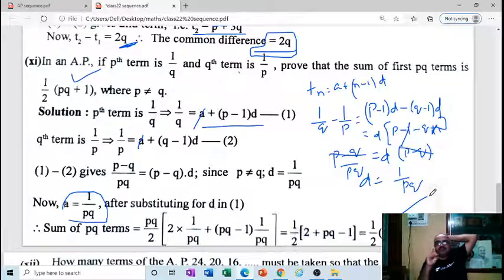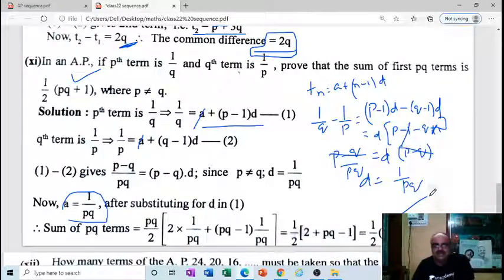See, first derive those equations using Tn is equal to a plus n minus 1 into d. Getting both the first and second equation and subtracting them, then you get the relations. Find d from that. Then calculate a. Once a and d are known, the series can be generated.